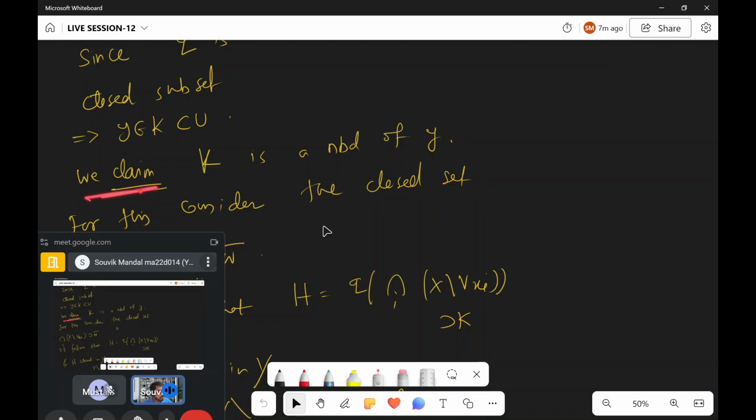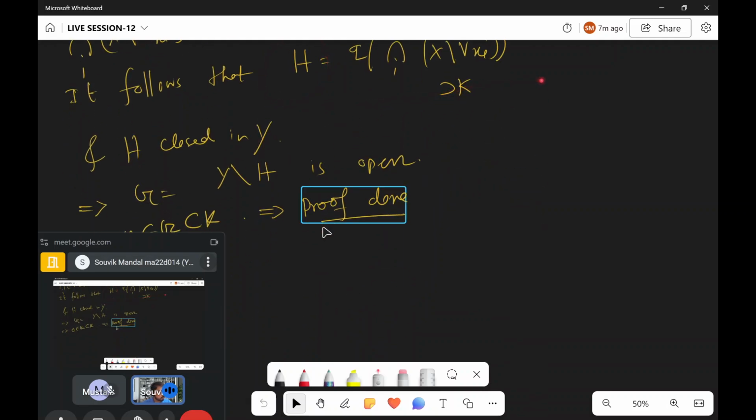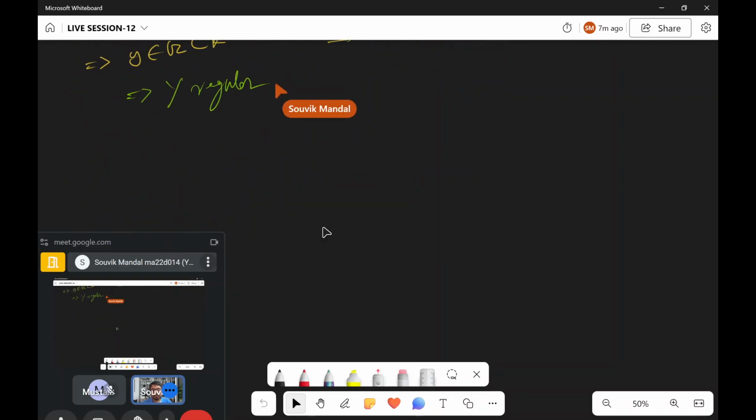Now we claim that K is a neighborhood of Y, and for this, consider the closed set, the intersection of X minus Vxi, a subset of W closure. If we call H the Q of this whole intersection, this H should be closed. And if we take G to be Y minus H, then Y belongs to G, a subset of K. That's why this tells that Y is regular. So that's why we are done.